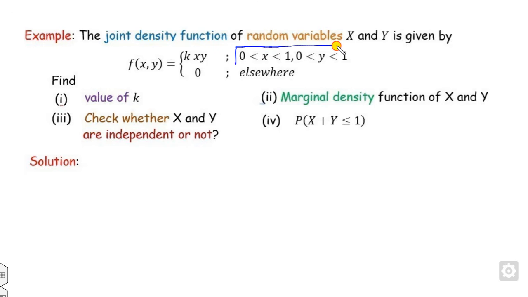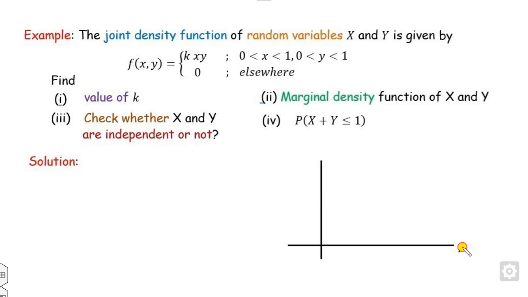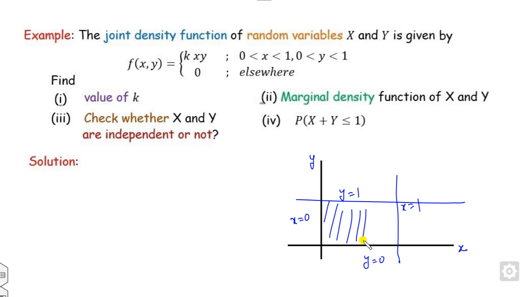What you have to do is firstly draw the graph of whatever domain you have been given. So you have to draw the graph of this. This is my x, this is my y. What is x equal to 0? This is my line x is 0. This is x equal to 1, y equal to 0. This line is y equal to 0, and this line is y equal to 1. Since the feasible area is here, this is my feasible area.